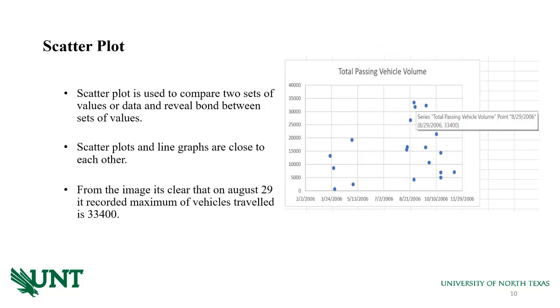Scatter plot. A scatter plot is used to compare two sets of values or data and reveals the relationship between the sets of values. Scatter plots and line graphs are close to each other. From the image, it's clear that on 29th August 2006, it recorded the maximum of vehicles traveled, that has a value of 33,400.